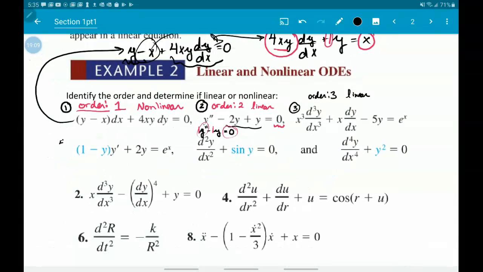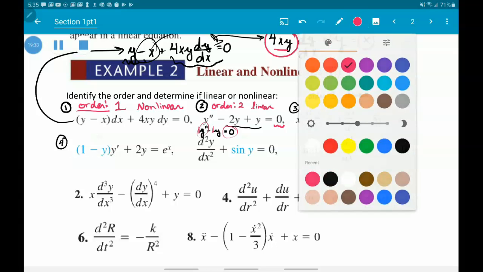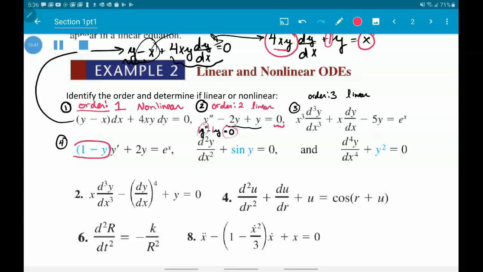So if we look at that next one, number 4, this is not quite in the form that we need. But we can already see there's going to be some issues here. We have y prime, we have this function. That's really what's throwing everything off. Let me mark that in red. Because this function is in terms of y prime. So we would say this is nonlinear.